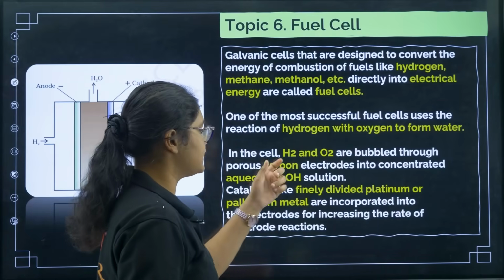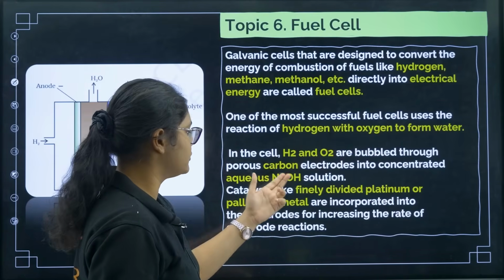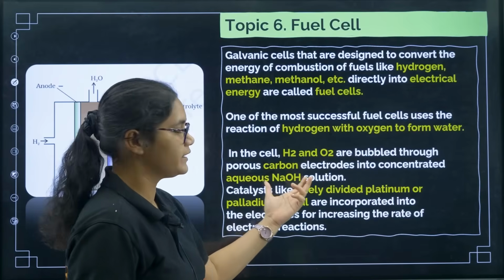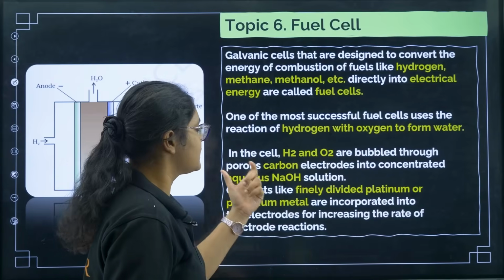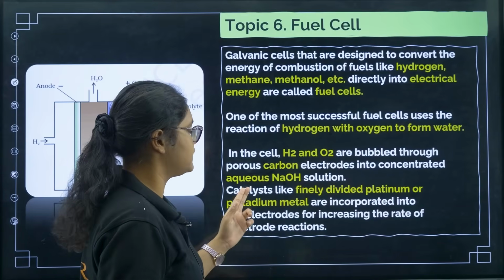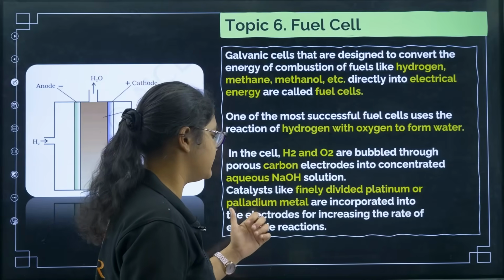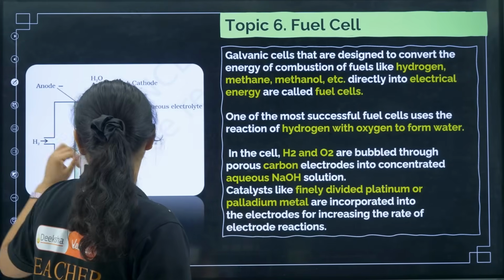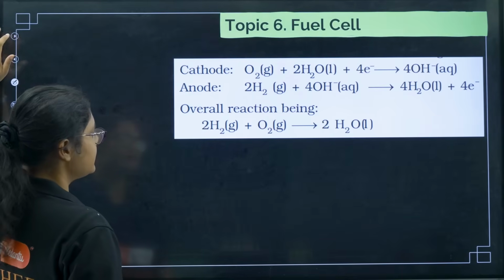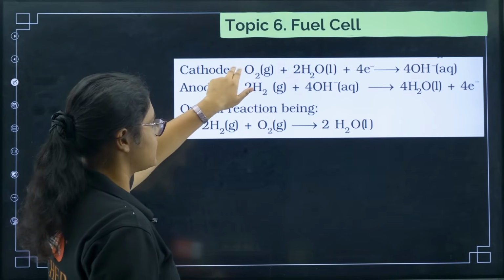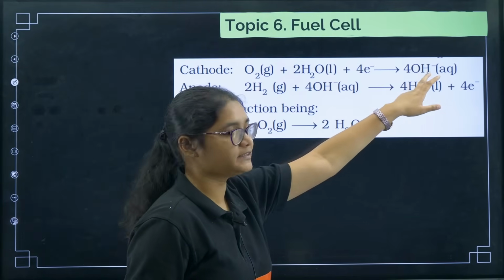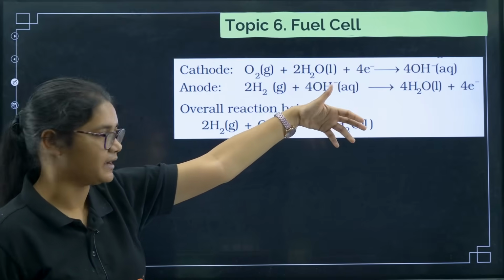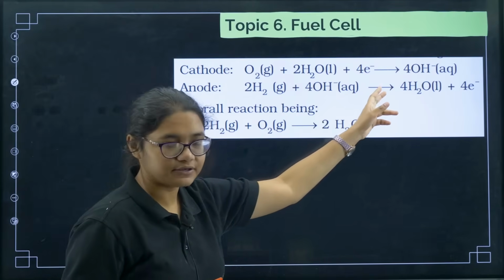One of the most successful fuel cells was hydrogen with oxygen to form water. In the cell, hydrogen and oxygen are bubbled through porous carbon electrodes into concentrated aqueous NaOH solution. The catalyst used here, you should remember, is finely divided platinum or palladium. At the cathode, oxygen gains 4 electrons and gets converted to 4 OH minus. This is your reduction reaction.